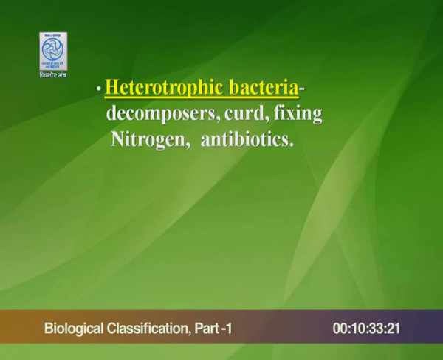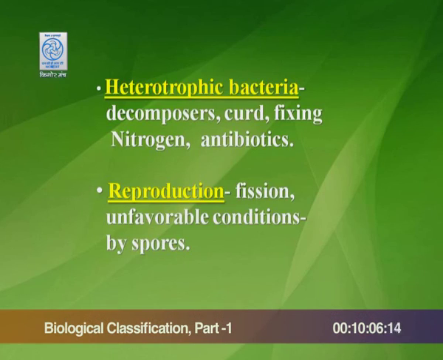The heterotrophic bacteria act as decomposers. They are also responsible for the preparation of curd from milk. They are able to fix nitrogen and help in the production of antibiotics. Some of them are pathogens. They damage human beings, farm animals as well as other organisms. Reproduction is by fission, and under unfavorable condition it is by spores.